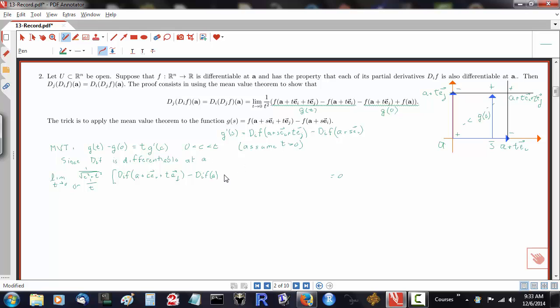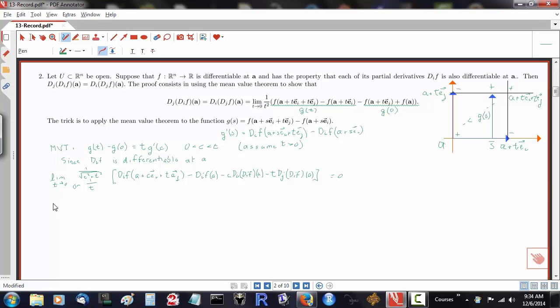And if the function is differentiable, we can subtract off the derivative acting on the increment vector. That gives us minus c times the partial derivative with respect to the ith variable of our function d sub i of f evaluated at a. We also have to subtract off t times the partial derivative with respect to the jth variable of the same thing. Divide by the length of the increment, let t approach 0, and we get 0.